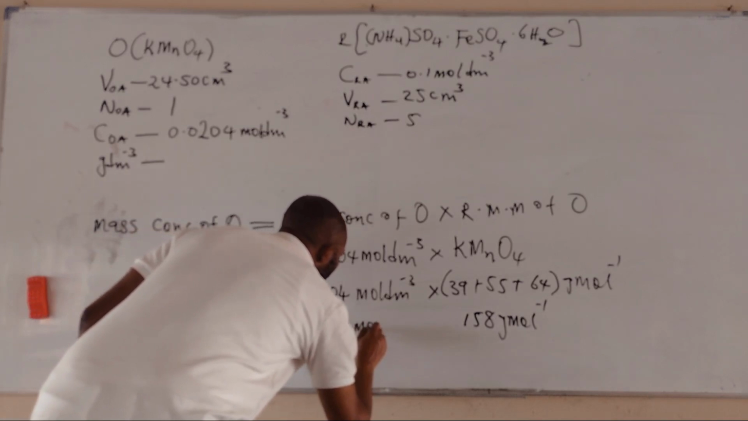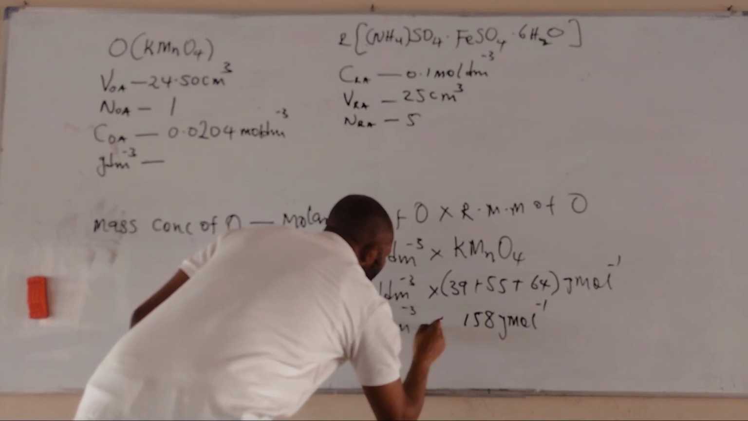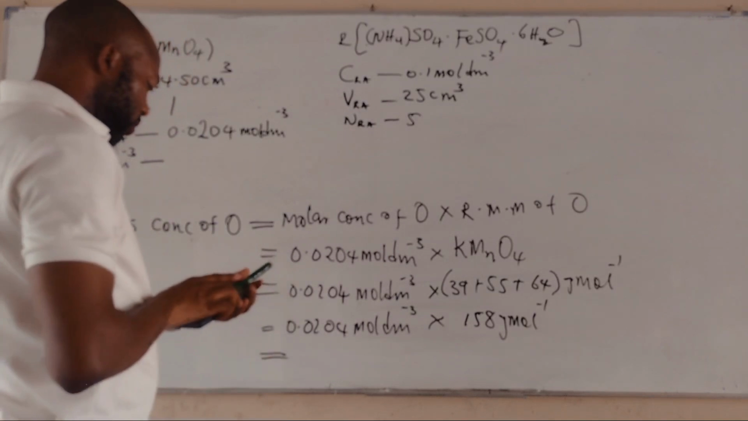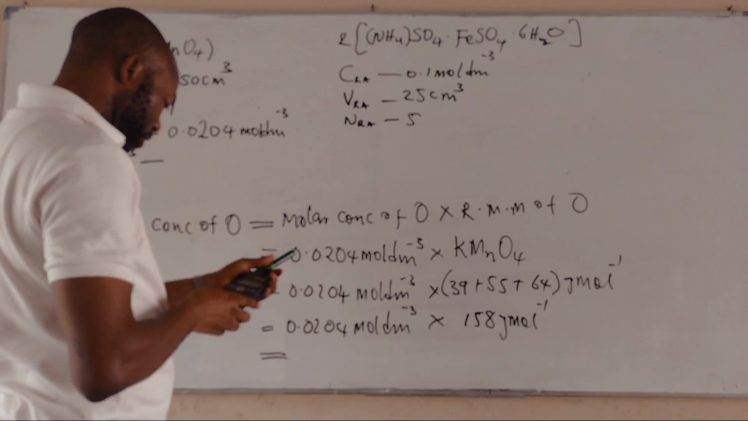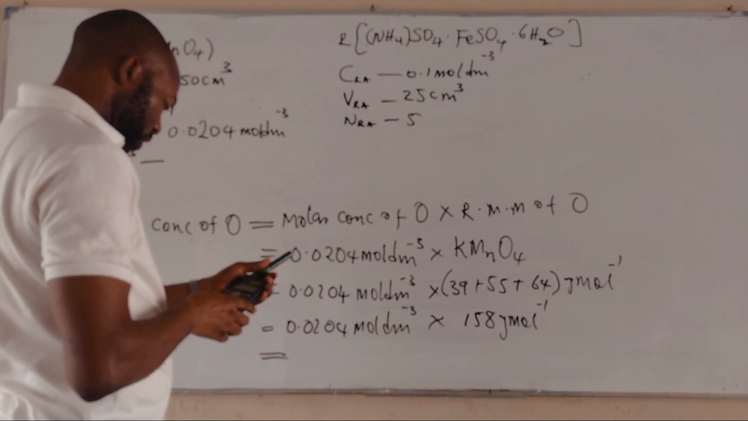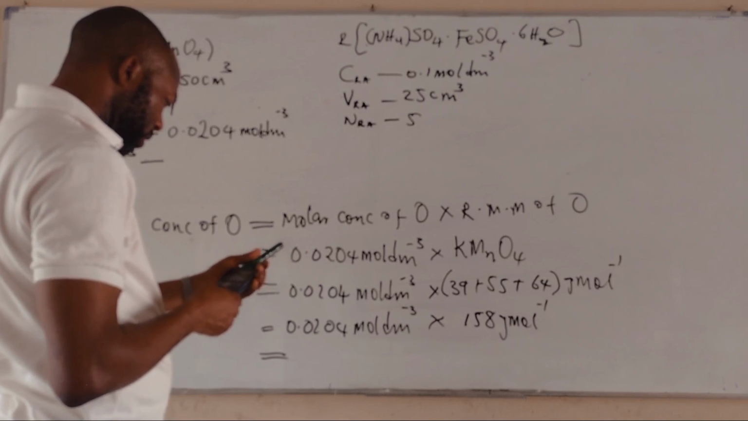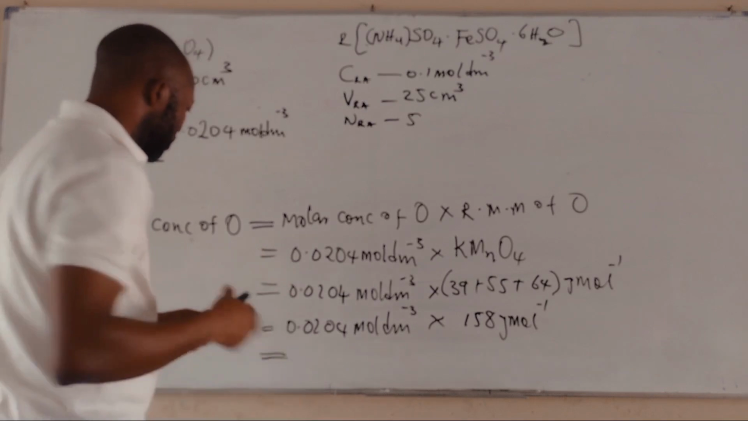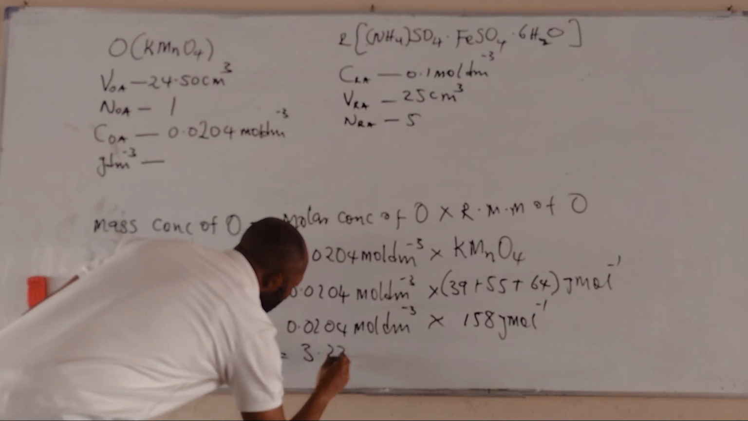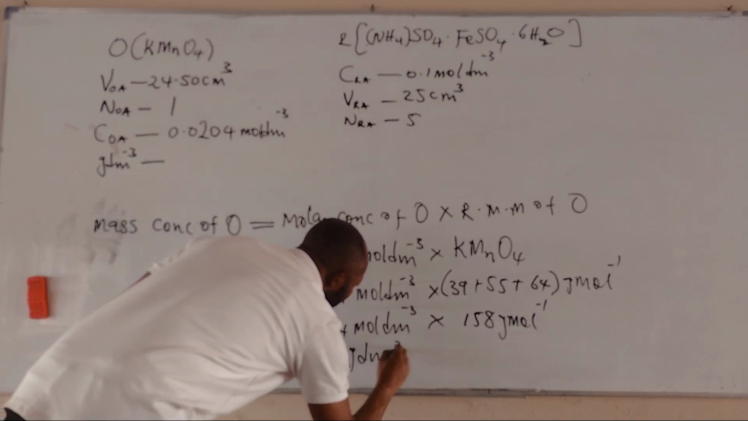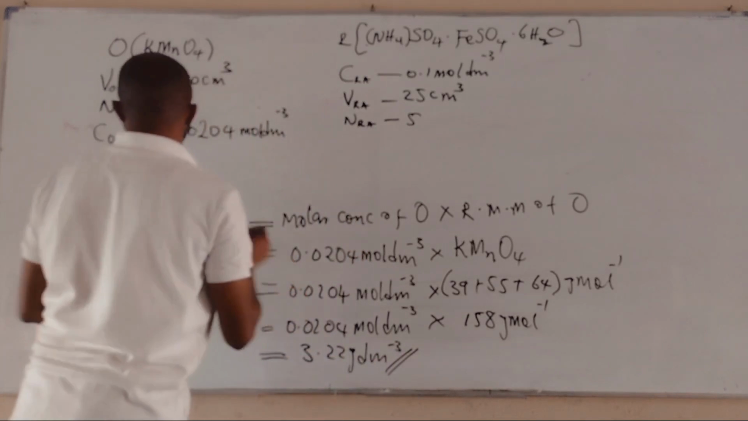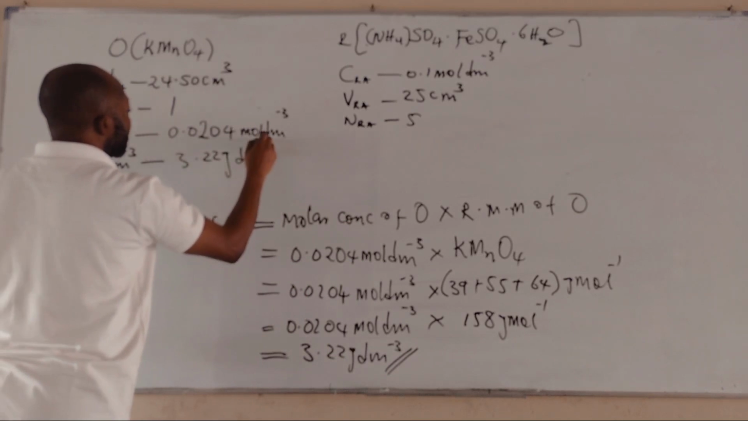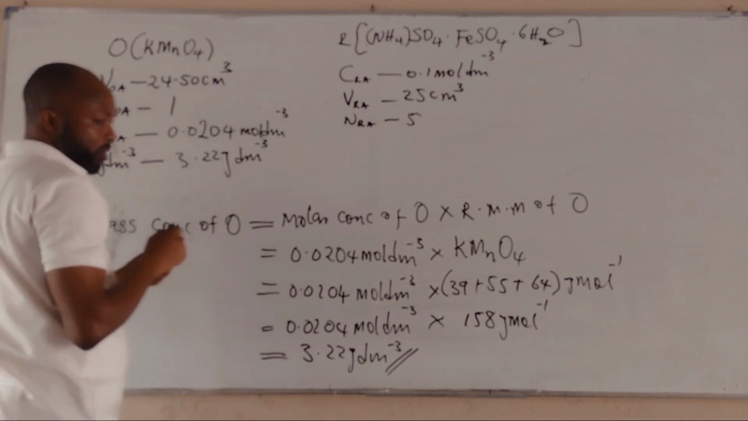0.0204 mole per dm cube. And this is equal to 158 times 0.0204, which is 3.22. 3.22 g/dm cube. Okay, now I come here, I have 3.22 g/dm cube of the oxidizing agent.